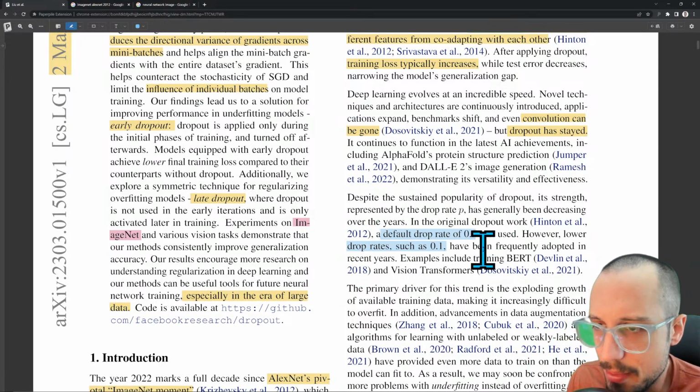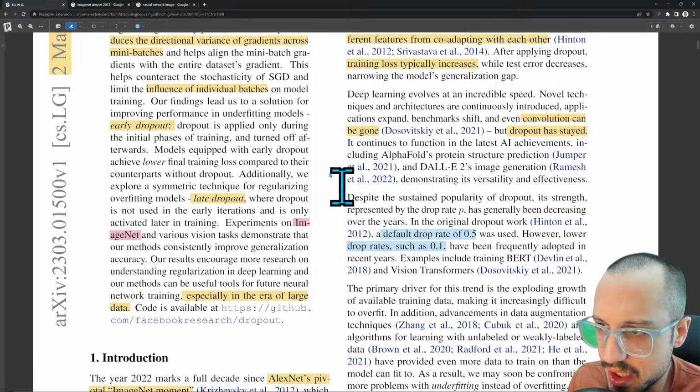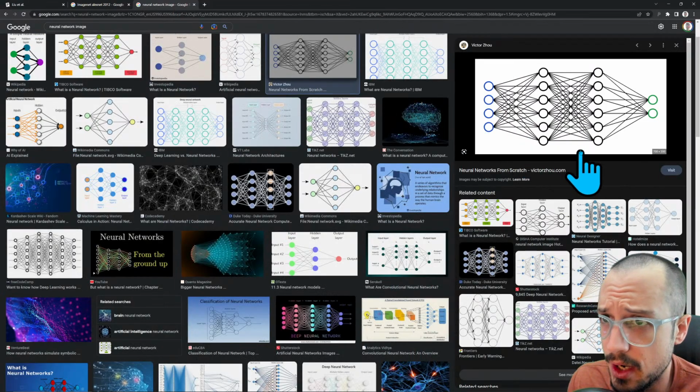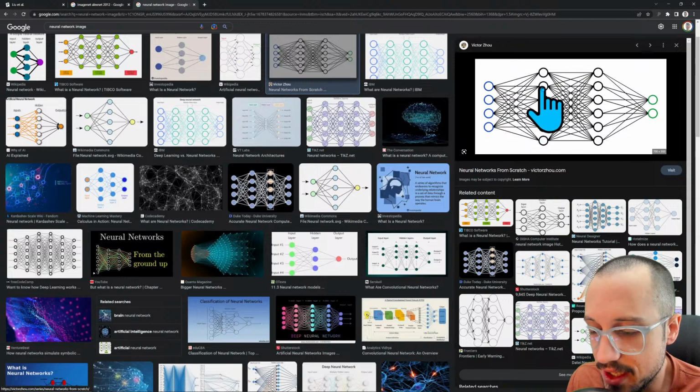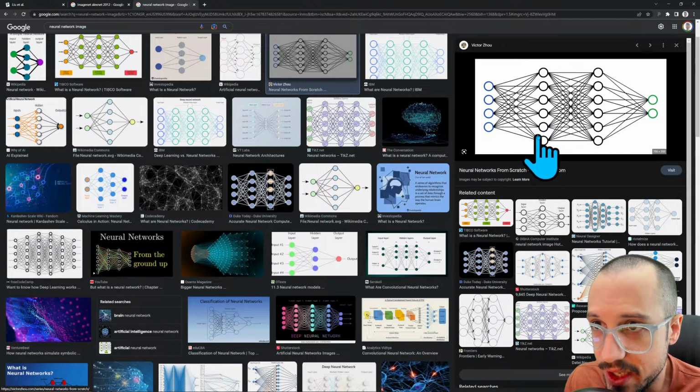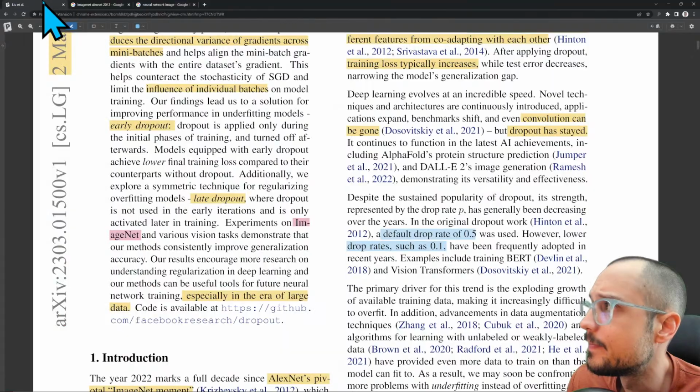So this is basically the probability that each neuron can turn off. If you have this little neural net and you have a dropout rate of 0.5, that means roughly half of these neurons are going to be deactivated at any given point in time. If you have a dropout rate of 0.1, only 10% of the neurons are going to be deactivated at any point in time.